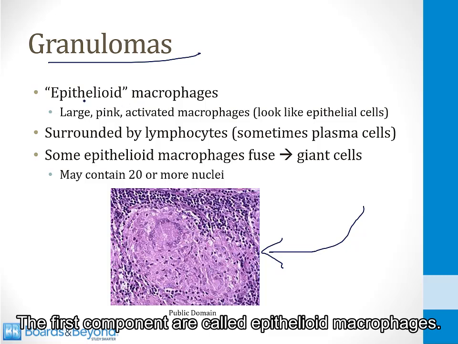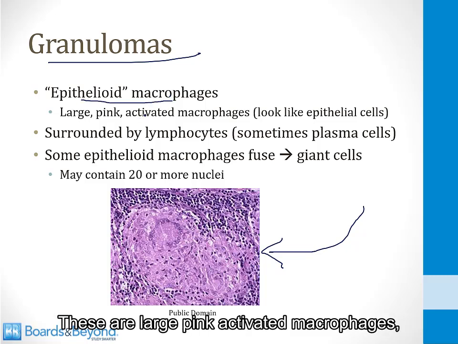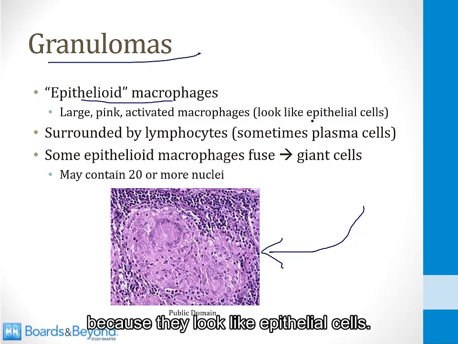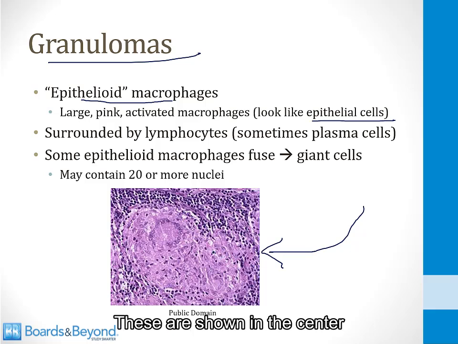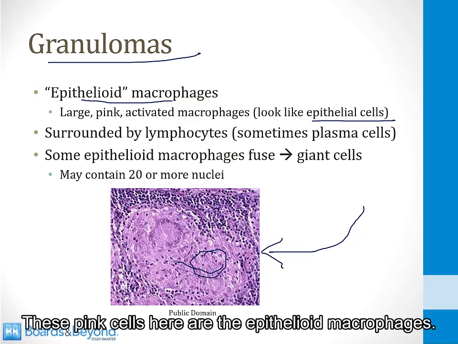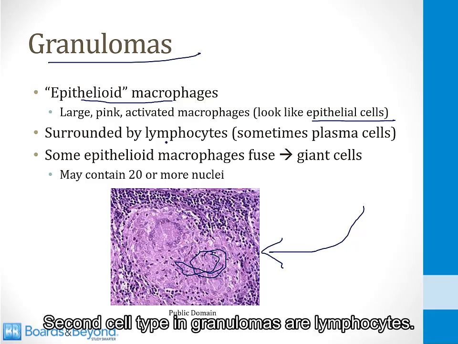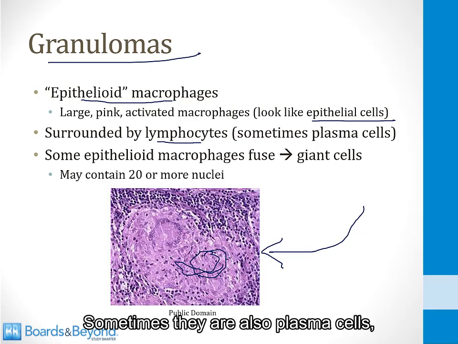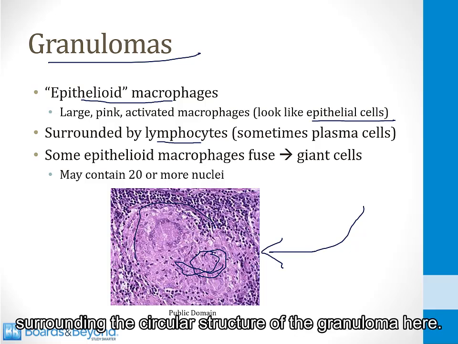The first component are called epithelioid macrophages. These are large pink activated macrophages, and they get their name because they look like epithelial cells. These are shown in the center of this drawing on the screen here. These pink cells here are the epithelioid macrophages. Second cell type in granulomas are lymphocytes. Sometimes there are also plasma cells, and those are these dark cells surrounding the circular structure of the granuloma here.